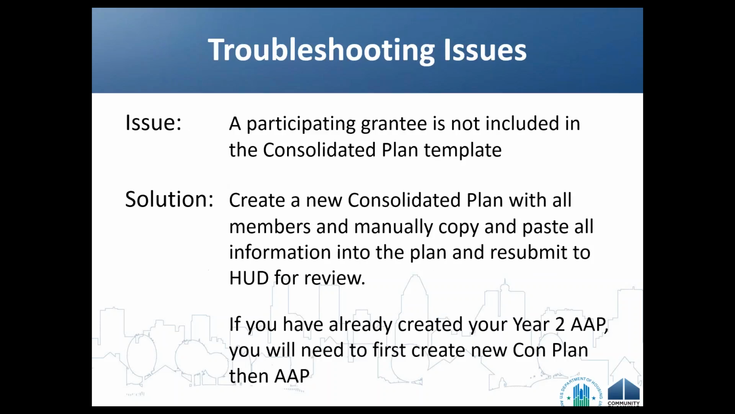So the solution to this, you're going to need to create a new consolidated plan, making sure that all of those participating grantees are added, and then you're going to have to manually copy and paste all that information from the plan that you started that didn't include all of your members, and then submit that plan to HUD. Your field office reps, as they're reviewing plans, are going to look to make sure that all of the members are included in that template. And if they're not, they're going to request that you go back through and create a new consolidated plan template that includes all of your members.